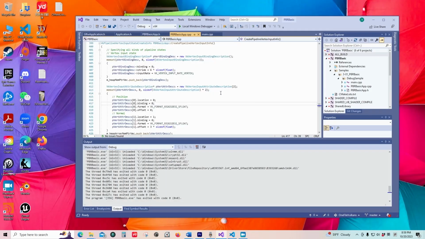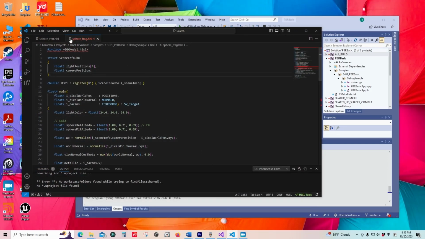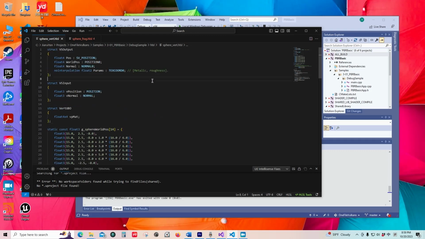So let's take a look at the shader of it. They are written under the 3-1 PBR basic HLSL, and let's take a look at the vertex shader first. It is quite straightforward. For the VS stage, we output the position. This is the position before the perspective division, so it's after multiplying the model matrix, the view matrix, and the perspective matrix. The second one is the world position, because we want every pixel's world position. The third one is the normal.